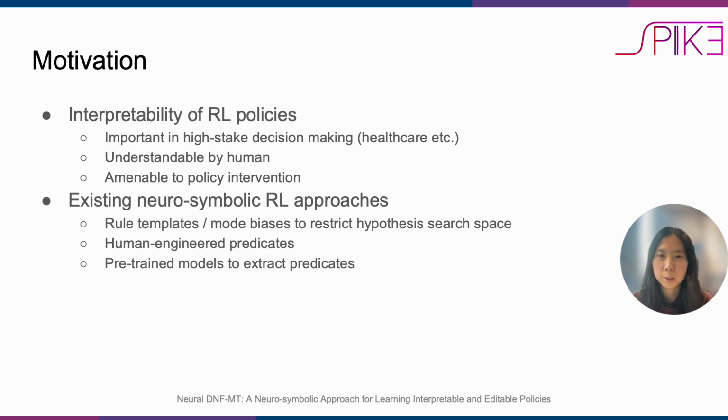Many neuro-symbolic RL approaches exist to improve the interpretability of policies, but there are a few drawbacks. Many use rule templates or mode biases to restrict their search space, but also restrict the forms of the policies the models can learn. Useful predicates fed into the model are either human engineered or extracted from pre-trained models, so they are not learned and less flexible.